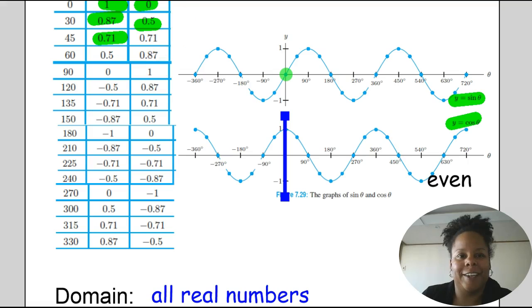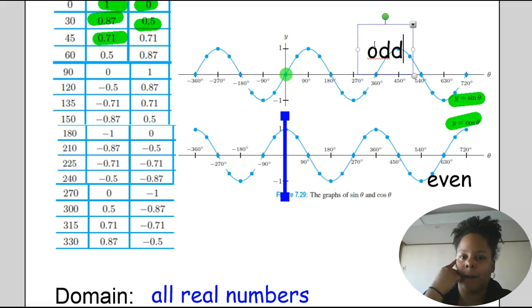So this function right here is not even because it's not symmetric about the y-axis, but it is an odd function because if I were to reflect it, one function here would be down here, which would be odd.